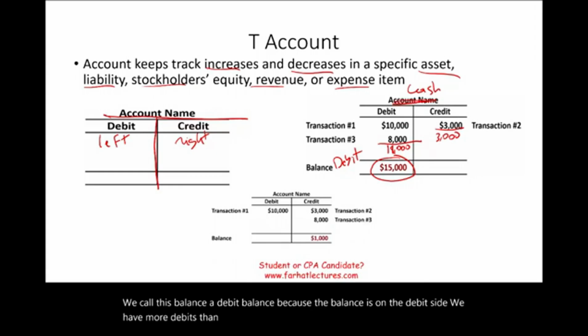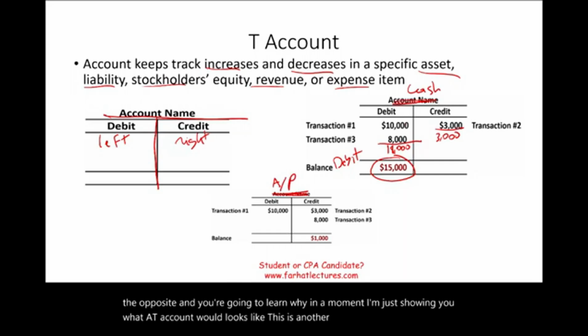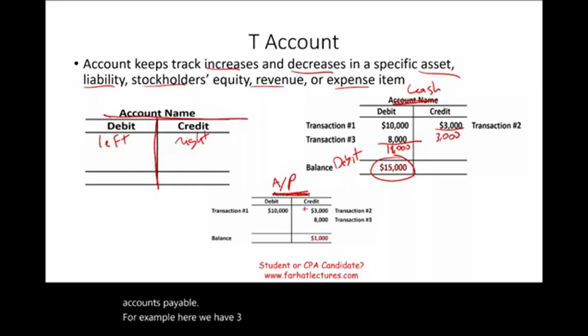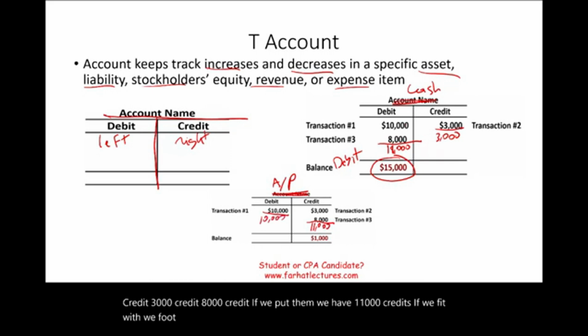Certain accounts, we could have the opposite, and you're going to learn why in a moment. I'm just showing you what a T account would look like. This is another T account, and this is accounts payable. For example, here we have 3,000 credit, 3,000 credit, 8,000 credit. If we foot them, we have 11,000 credits. If we foot all the debits, we have 10,000. 11,000 minus 10,000, we have more credit. We have a credit balance of 1,000.